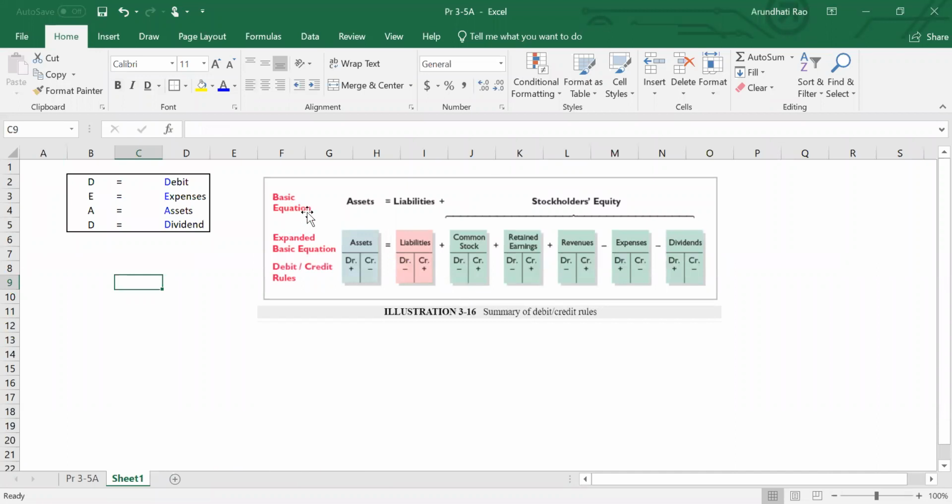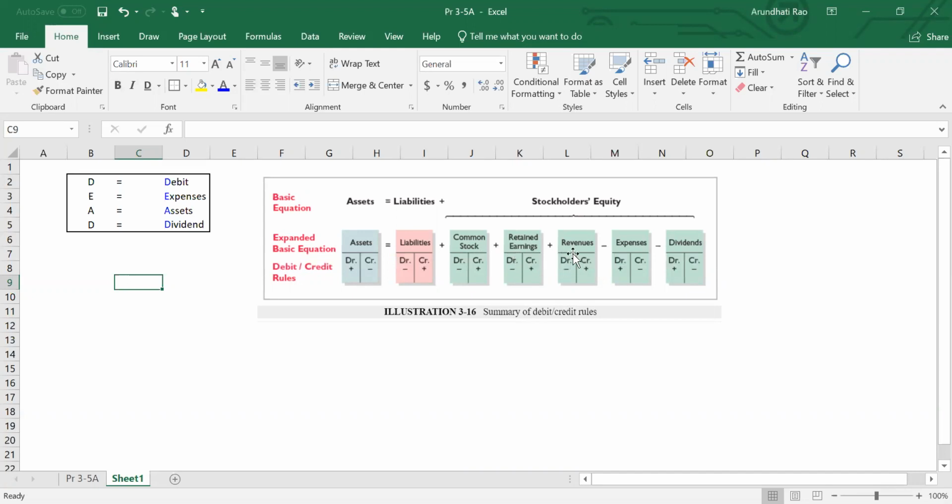What we have learned so far, the basic accounting equation is assets equals liabilities plus owner's equity. Owner's equity can further be broken down into common stock and retained earnings. The difference between these two is common stock is the money that the owners have invested into the business. Retained earnings, as the name suggests, is the past earnings of the business, monies that have been kept in the business. So how does a business earn money?